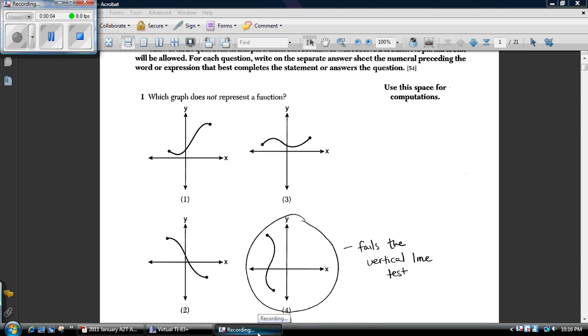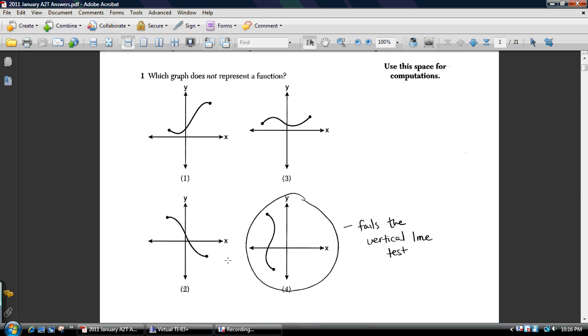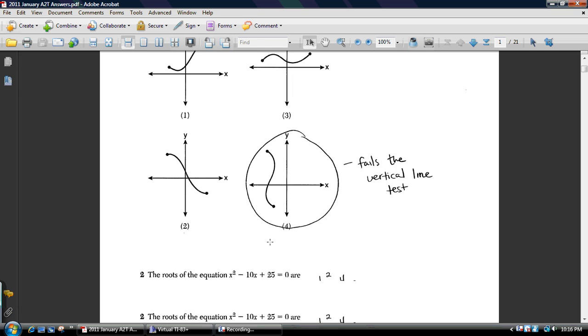Okay, so we're going to do the January 2011 Algebra 2 Trig Regents now. Which graph does not represent a function? For something to be a function, it's got to pass the vertical line test. This one right here fails it. In other words, if you try and sweep a vertical line through, it'll hit in more than one spot. See that? 1, 2, 3 spots it would hit.